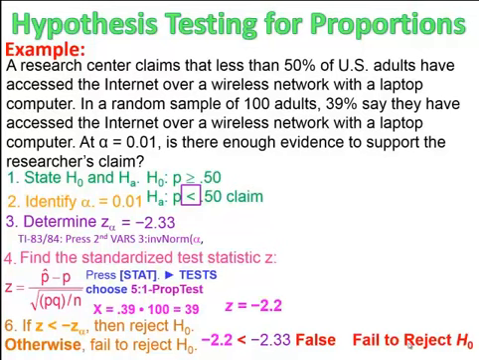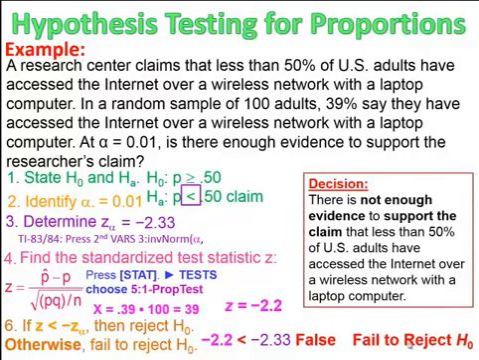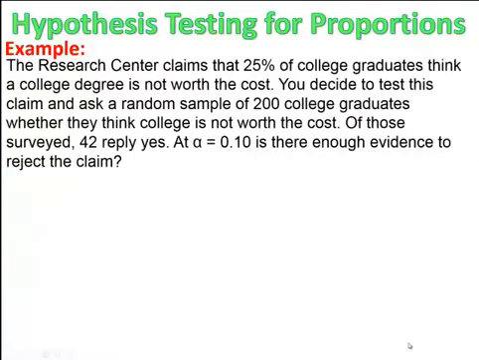So if we fail to reject the null hypothesis and the claim is on the alternative, then there's not enough evidence to support the claim. So it's really important that you use the right wording in your decision and that you know where the claim is in order to make that decision. So let's do another example here.